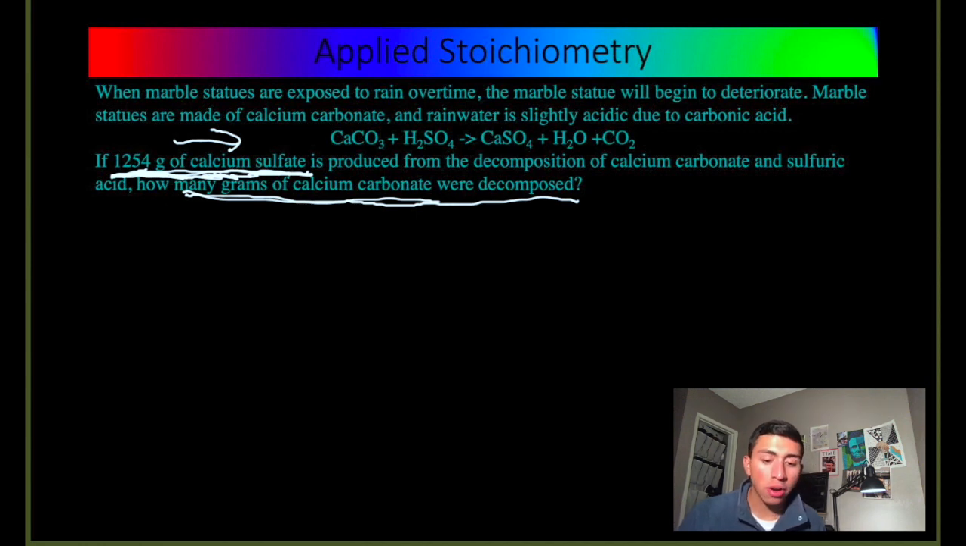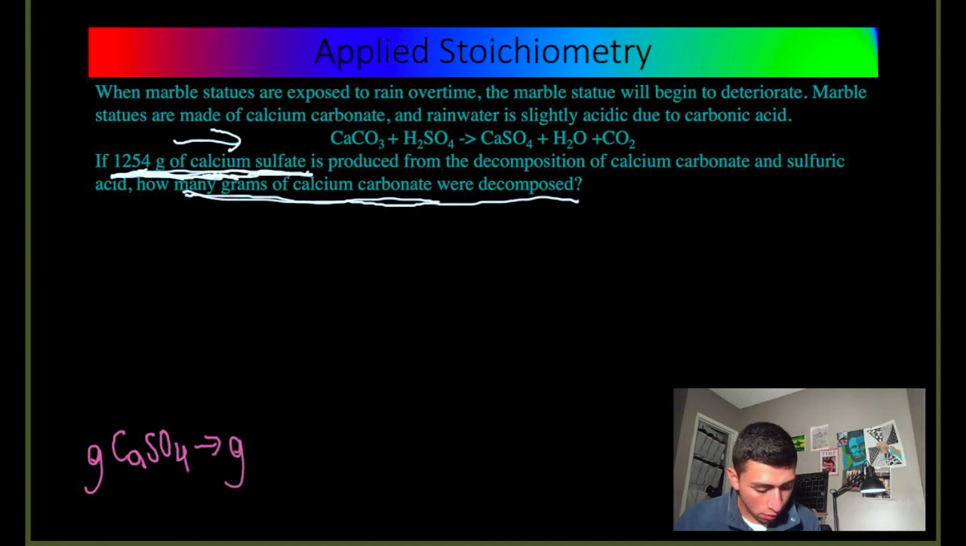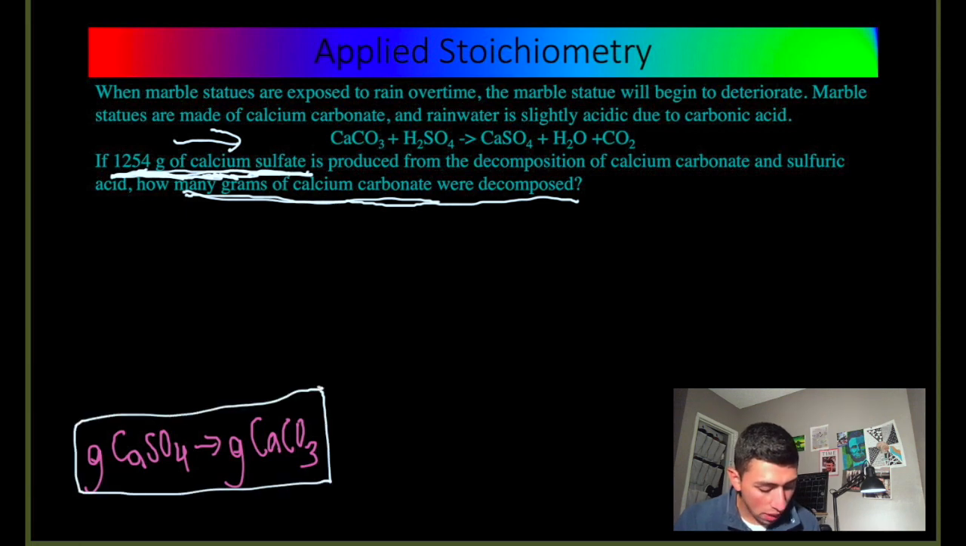The first thing I want to do now is go ahead and balance this reaction. And actually, it's already balanced. You don't even have to balance it. So now that we have this information, we can write down here that we'll be converting from grams of calcium sulfate to grams of calcium carbonate, sorry. So I'm going to box this in. Once again, we are doing a substance conversion. We're converting from calcium sulfate to calcium carbonate.